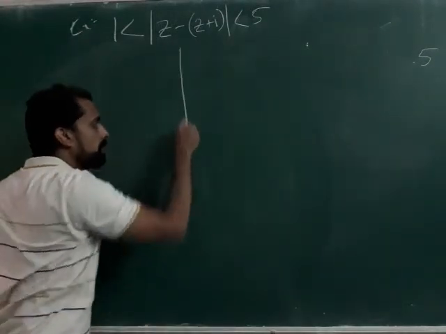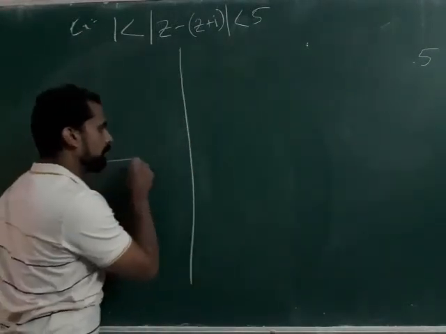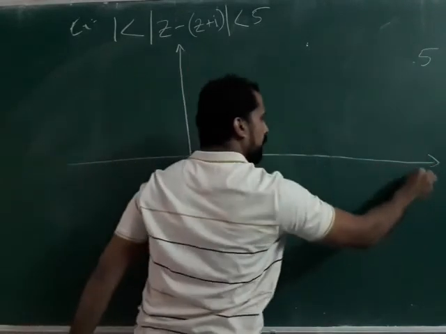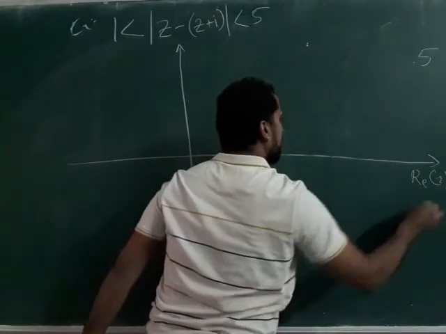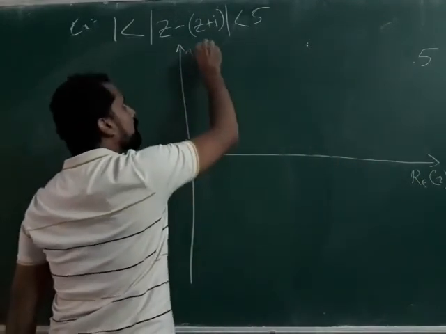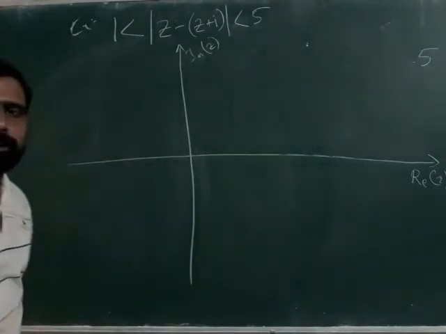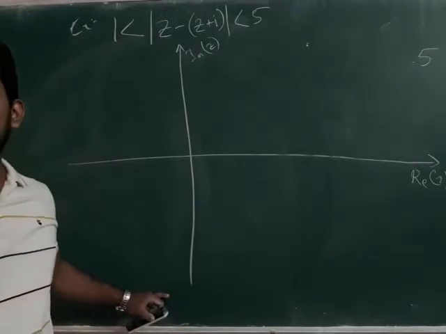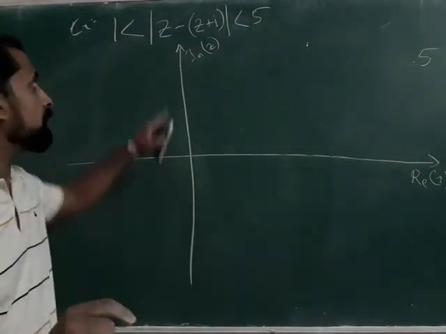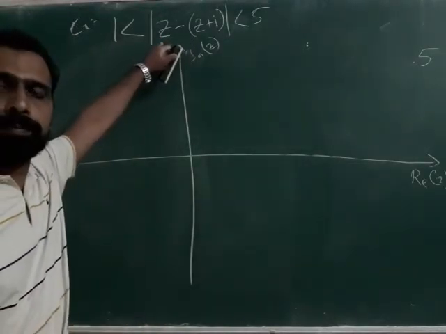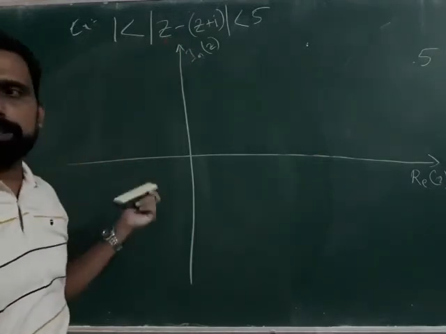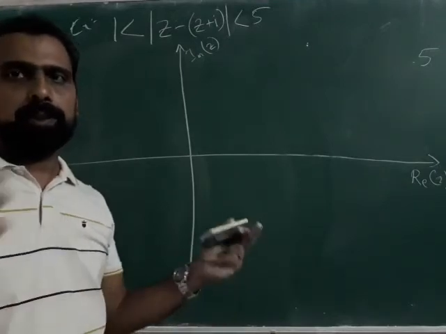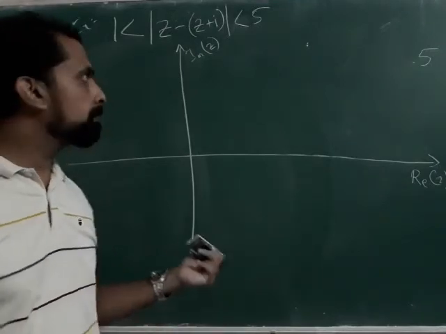So the complex plane is like this. This is your real axis, real z, and this is your imaginary z. Okay. Now what you have to look at first? You have to look where is your z0, and where is your z. Then you have to look at it, and after that we will draw. You understand?